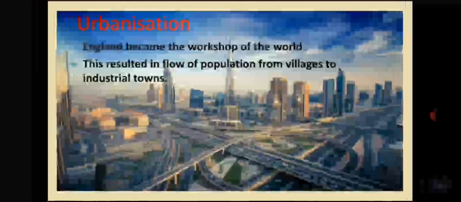Urbanization. Urbanization means migrating from rural areas to urban areas. England became the workshop of the world. There was, however, a general decline in agriculture. This resulted in the flow of population from villages to industrial towns. Population growth, migration, and urbanization were the major social changes taking place during this period. The city of London grew from a population of 2 million in 1840 to 5 million in 40 years.